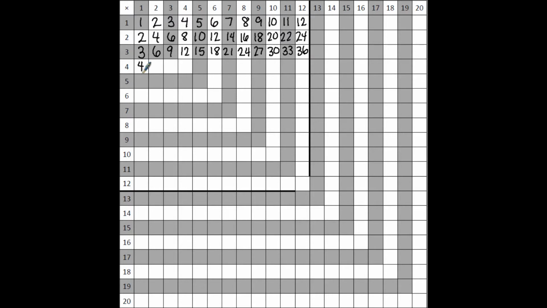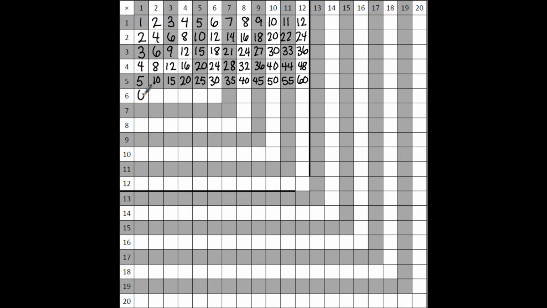We'll count by fours for this row. 4, 8, 12, 16, 20, 24, 28, 32, 36, 40, 44, 48. Next row we'll be counting by fives. 5, 10, 15, 20, 25, 30, 35, 40, 45, 50, 55, 60.